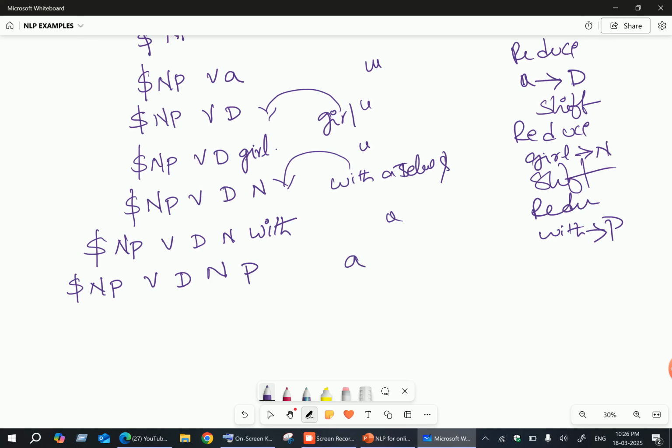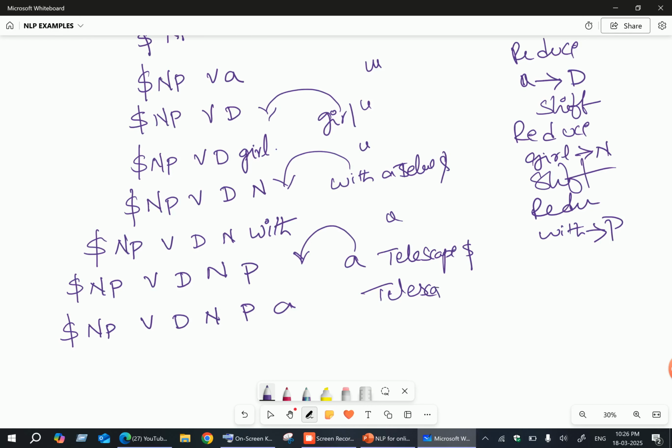So the leftover string here in the input tape is a telescope. This is the leftover string. Now you need to perform shift operation. You can shift A to the stack. So then write down here $NPVDNP and A.